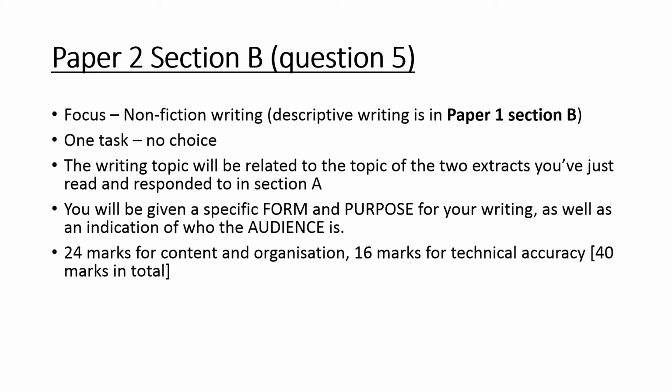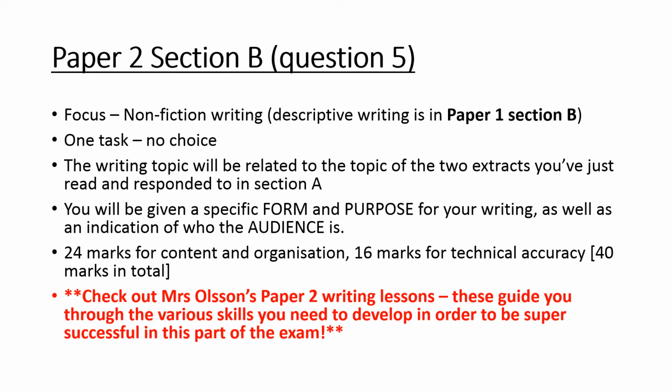This is important. Obviously, how much is it worth? It's 40 marks in total, so it's very, very significant in terms of your overall exam. AO5 is worth 24 marks, and that's for your content, what you actually write, and how you organise and structure that writing. There are 16 marks available, that's AO6, for your technical accuracy. So that's your spelling, your punctuation, your grammar, your vocabulary, etc., etc.